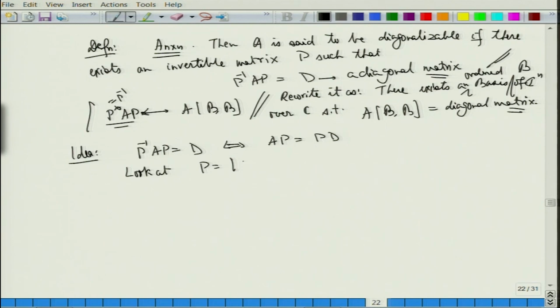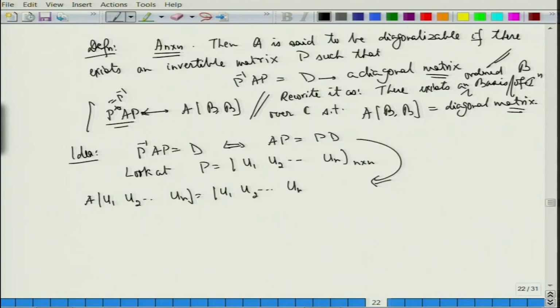Look at P and write it as, say, u1, u2, un. It is an n cross n matrix, everything over Cn over C, so it is just column vectors of complex numbers. So I can write P as this. Let's compute both the sides. AP is nothing but A times u1, u2, un, which is equal to u1, u2, un times the diagonal matrix. Let me write the diagonal matrix as d1, d2, dn, with zeros elsewhere.